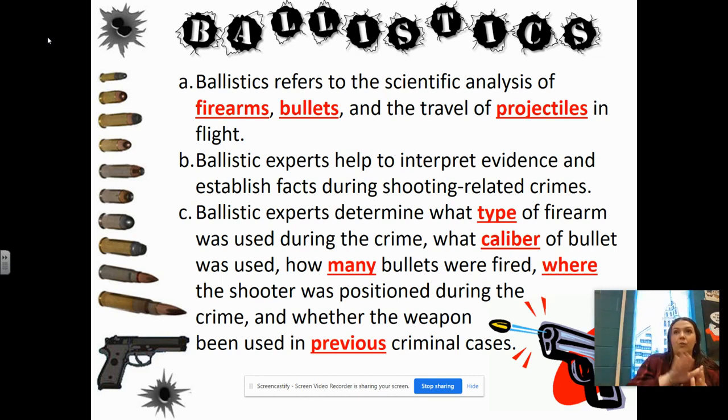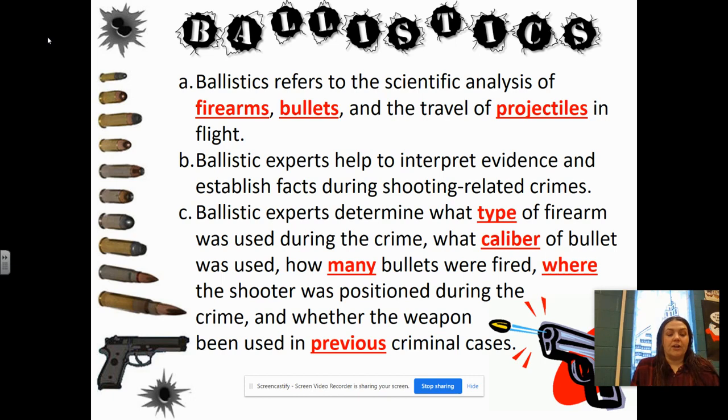It's like calculating where the shooter was standing based on how the bullet hit. Ballistic experts help to interpret evidence and establish facts during shooter-related crimes. They determine what type of firearm, what kind of gun, what caliber, how many bullets were used, where the shooter was standing based on the angle the bullet entered either the victim or a wall if it missed their target, and whether the weapon had been used in previous criminal cases, so linking to other cases.